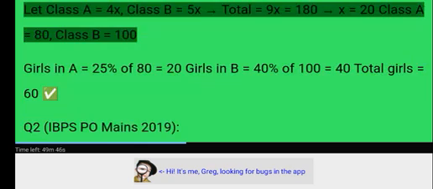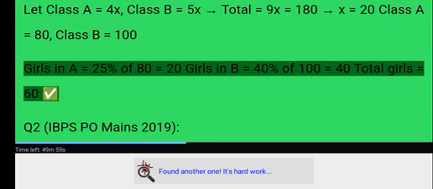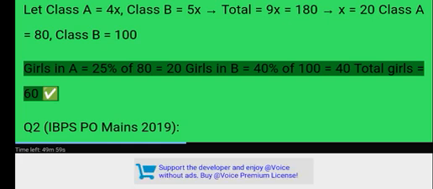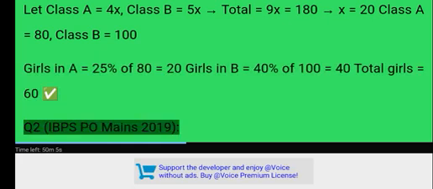Answer. Let Class A equal 4x, Class B equal 5x, so total equals 9x equals 180, so x equals 20, Class A equals 80, Class B equals 100. Girls in A equals 25% of 80 equals 20, girls in B equals 40% of 100 equals 40, total girls equals 60. Check mark. Q2, IBPS PO Mains 2019.